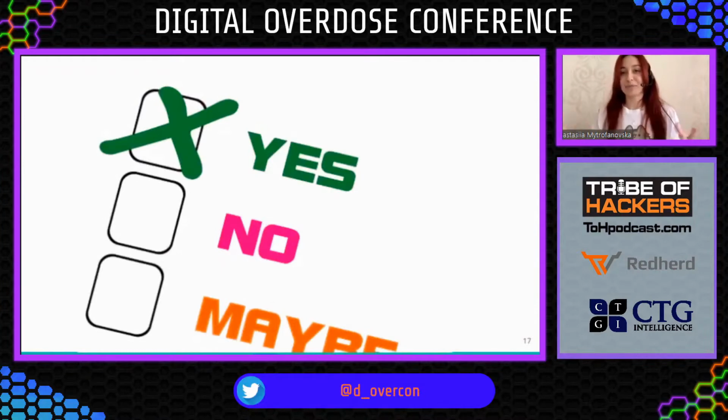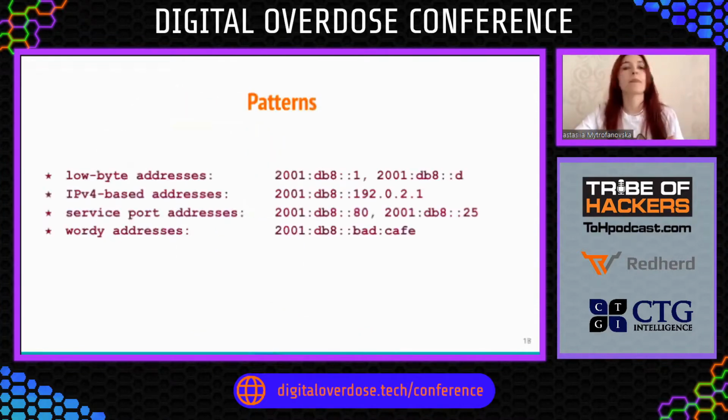So at some point, yes. And in this part of my presentation, I want to show you some ways to do that. First of all, patterns. They're used in infrastructure networks to simplify management, so it can be easy to remember the addresses and easier to manage them. The first pattern can be low byte addresses, in which most of the bytes are set to 0, except a significant one.